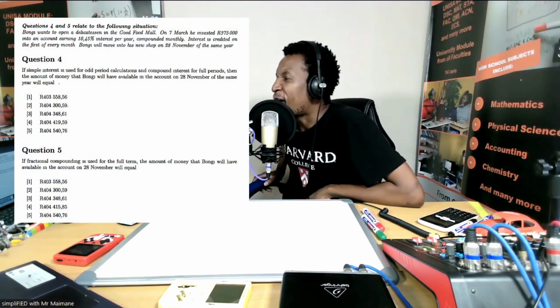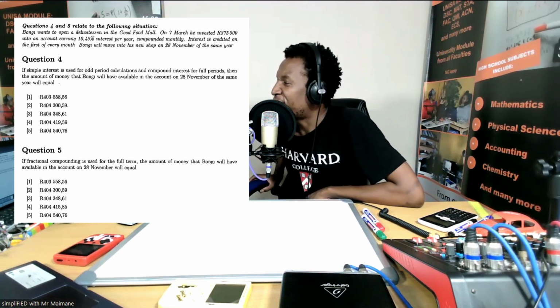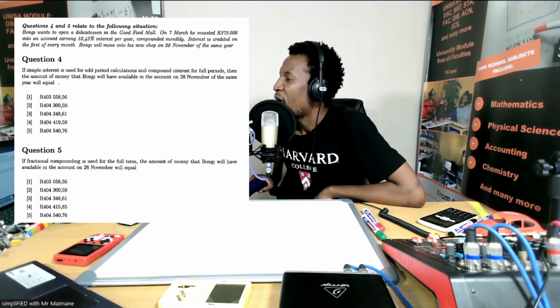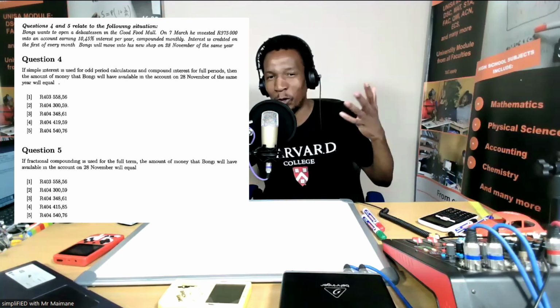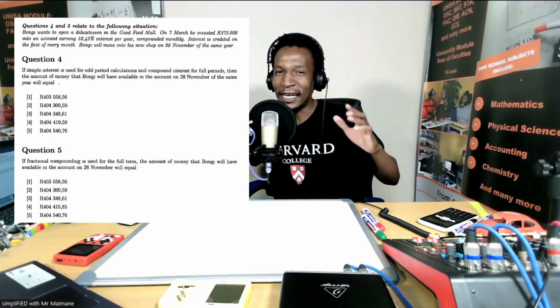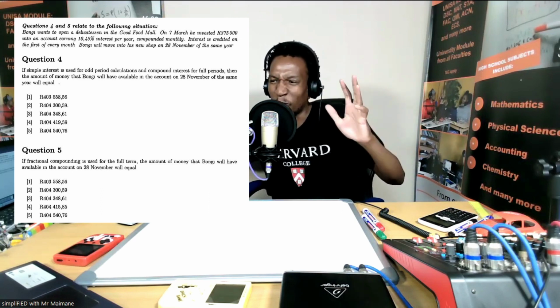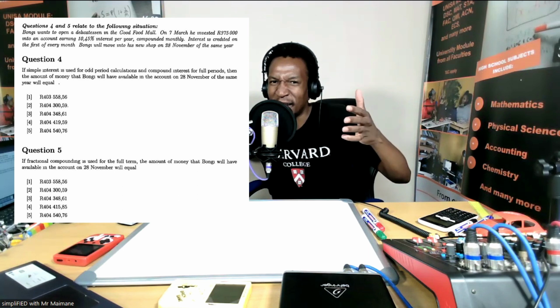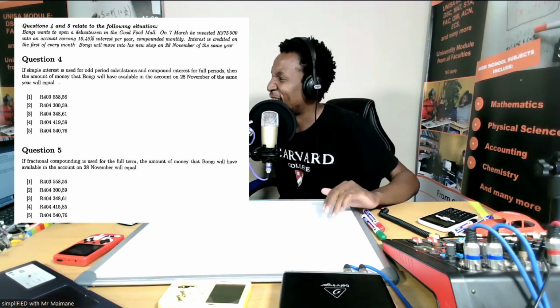So without wasting time, the question reads, question 4 and 5 relates to the following situation. Bongi wants to open a delicatessen in the Good Food Mall. Until I had to go through this question, I didn't know what a delicatessen is. So a delicatessen is like a small shop that sells cheese and meats, mainly from out of the country and stuff. But yeah, something like that.